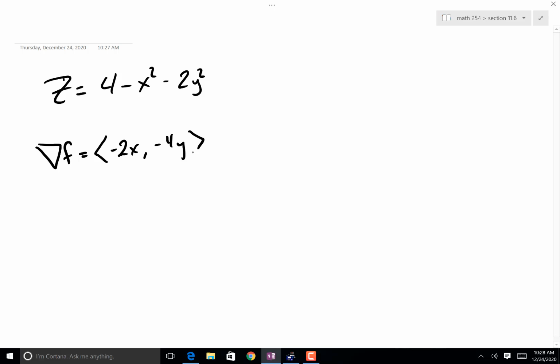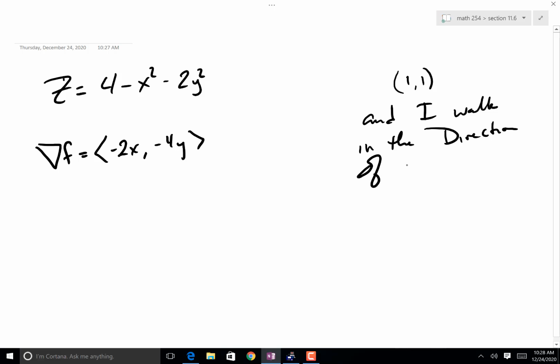But what I want to tell you is this. If I'm at the point 1, 1, and I walk in the direction of -2, -4, I go uphill fastest. That's true. We know that. That's literally the definition of a gradient.